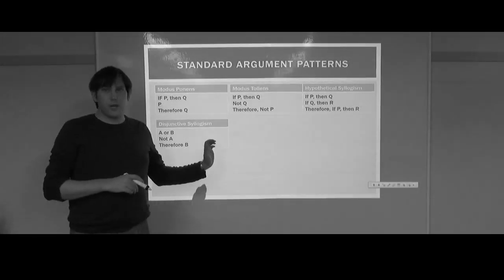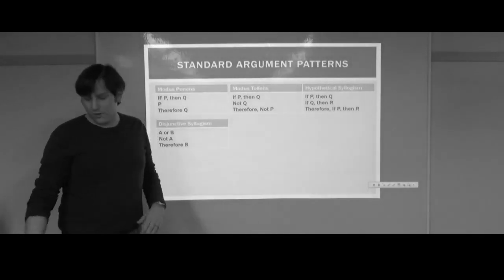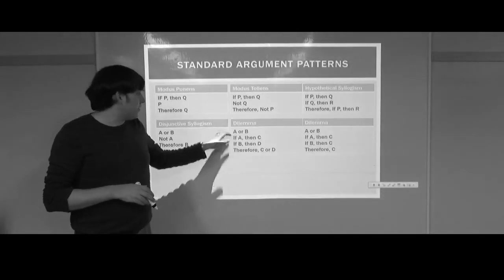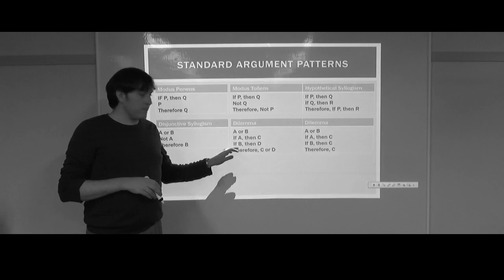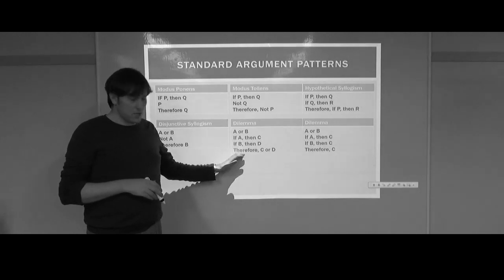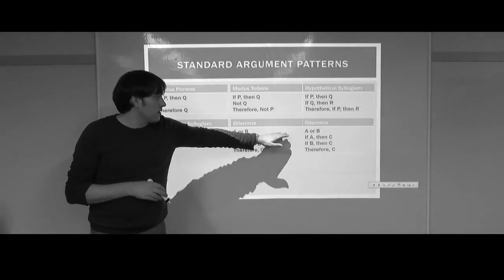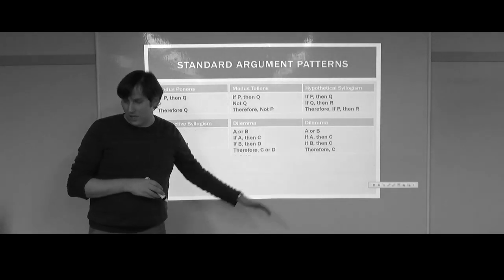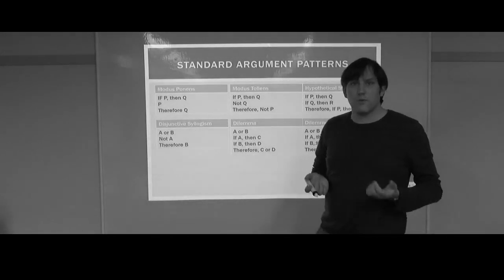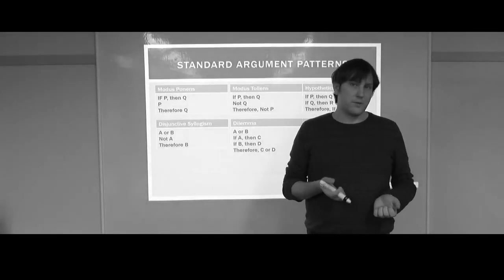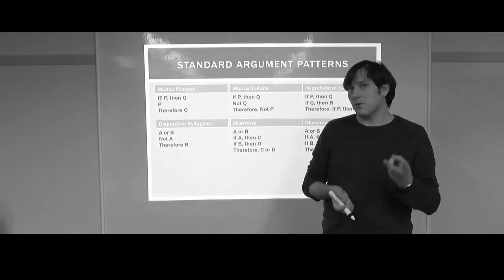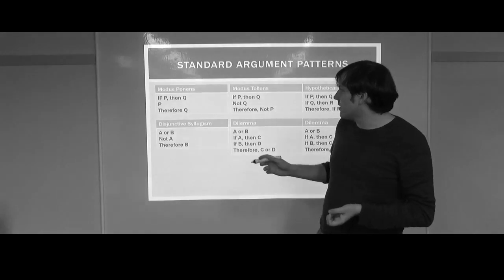Finally we have dilemma, and with dilemma there are two forms. A or B, if A then C, if B then D, therefore C or D. Or A or B, if A then C, if B then C, therefore C. There are two things that we can highlight that will help you find these patterns pretty easily.